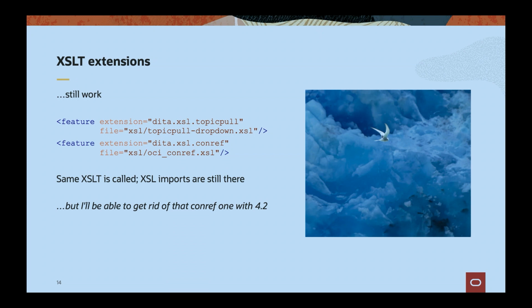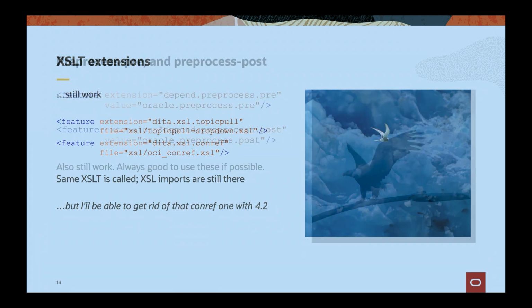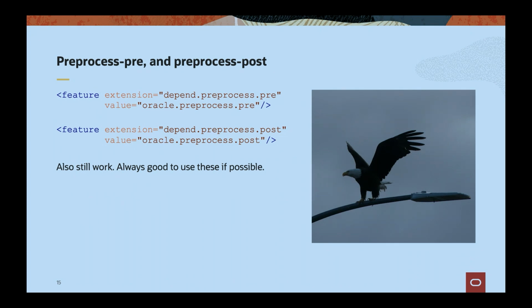So what's going to work? Well, my XSLT extensions, they all work. We're calling the same XSLT. All the customizations I have for conref, for topic pull, no change there. Everything's great. As much as I can, following best practices, I've always isolated my Ant extensions to the preprocess pre and preprocess post. Also unaffected.